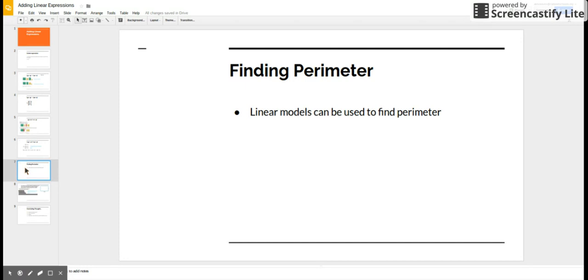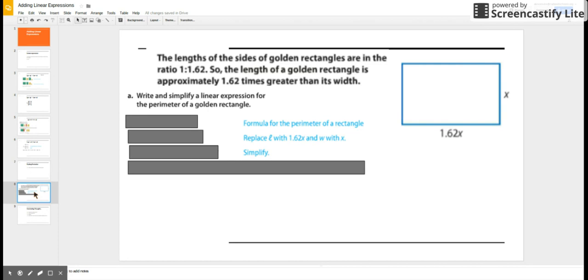You could also find perimeter using linear models. So here's an example of that. The lengths of the side of golden rectangles are in the ratio 1 to 1.62. So the length of a golden rectangle is approximately 1.62 times bigger than the width. So this here is 1.62 times the size of this. So write and simplify a linear expression for the perimeter of a golden rectangle.